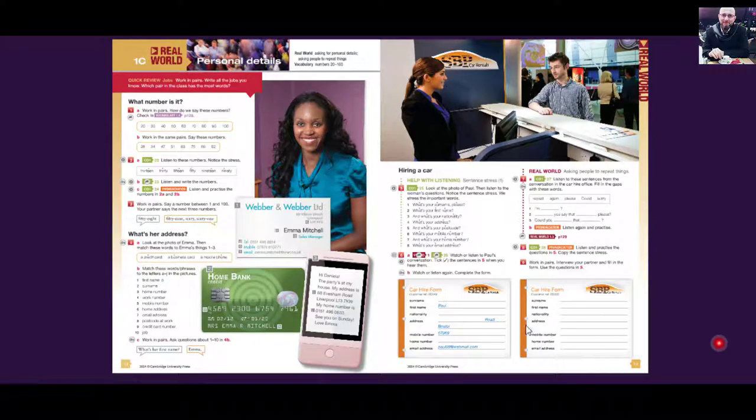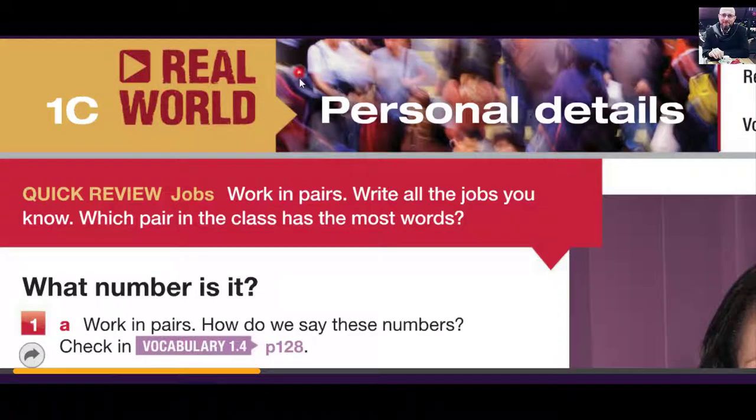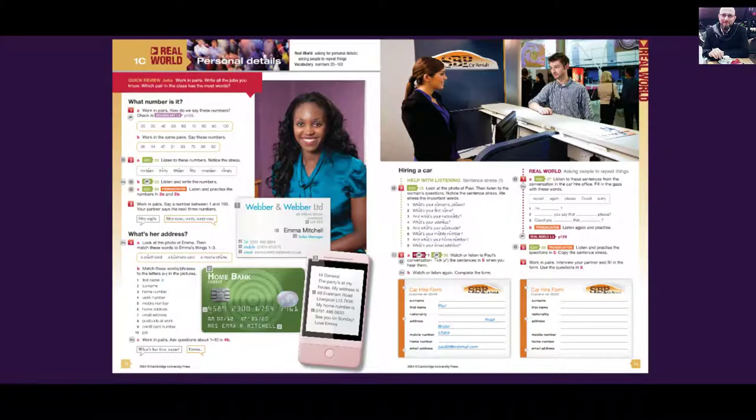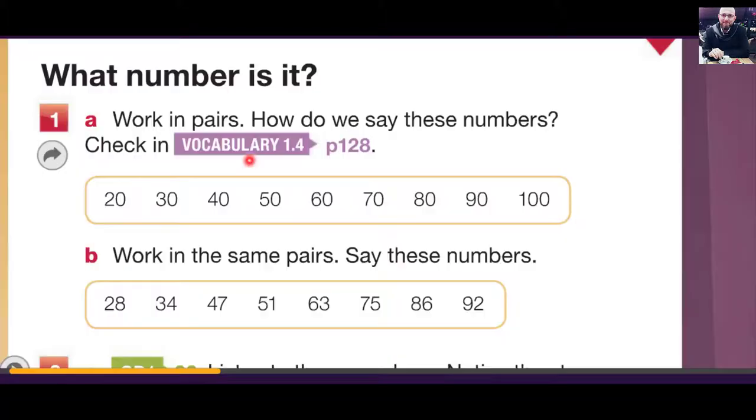Hello everyone again. In this lesson, we will study lesson 1C, personal details. The first exercise we have talks about numbers. So let's see it here. We say, what number is it?